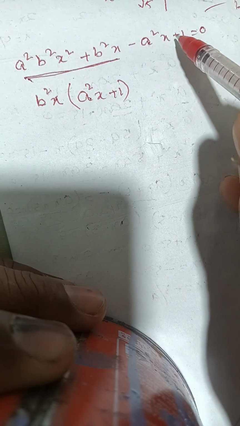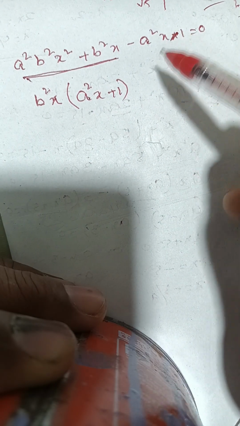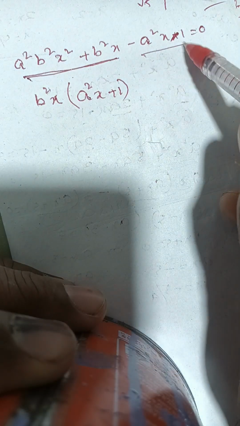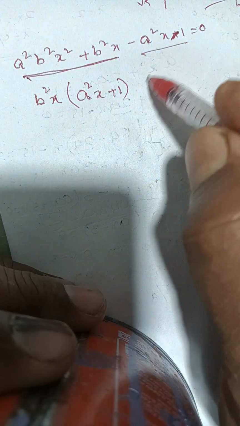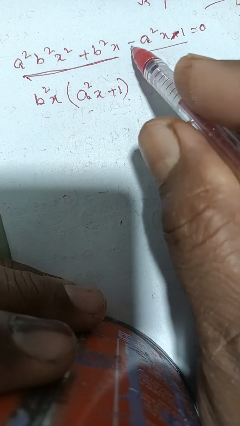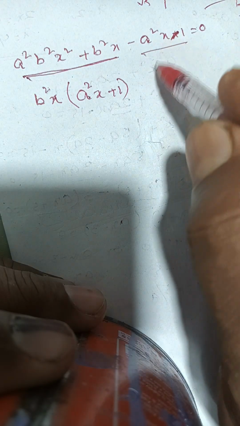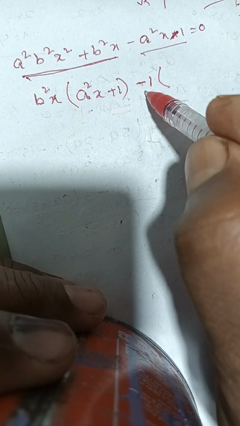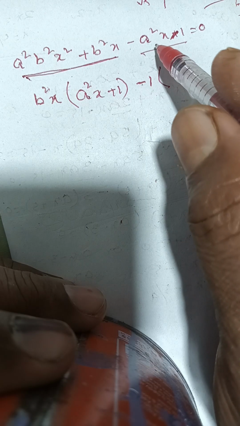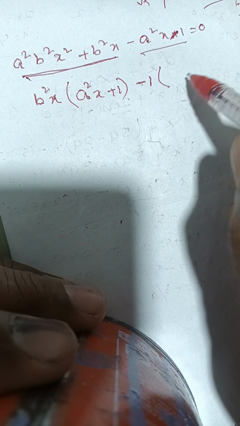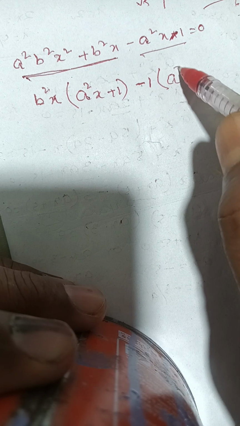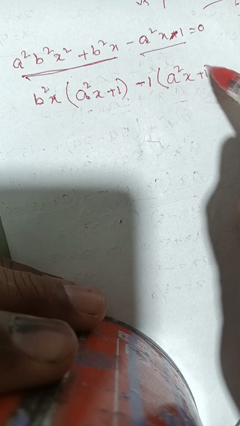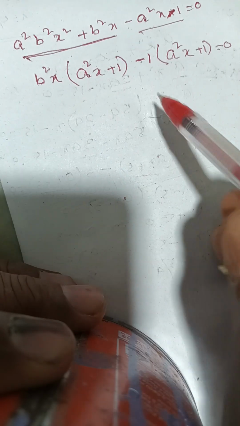Some problem is there in the question. It should be negative. Now, here you see, in these two numbers, nothing is common, but minus is common in both. So you take minus 1 common. If nothing is common, always you write minus 1 is common. So if minus 1 is common, here what remains? Here the total things remains a square x plus 1 equal to 0.